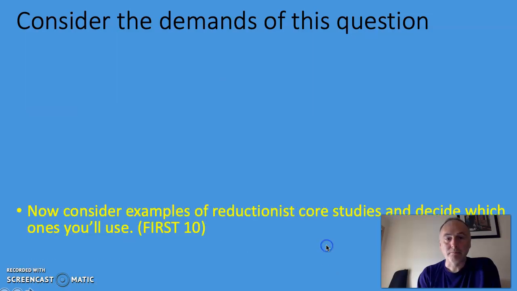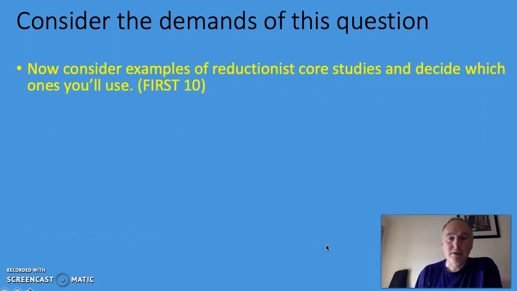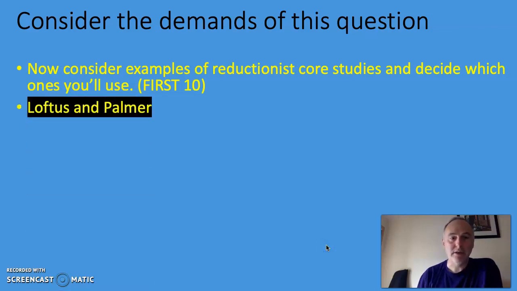Okay, moving on then. Right, so now consider examples of reductionist core studies. We know what makes research useful or not if it's reductionist. What core studies might we use? I've just picked out a few. As you can imagine, psychology is full of reductionist research, but these ones are going to be fairly easy to use.